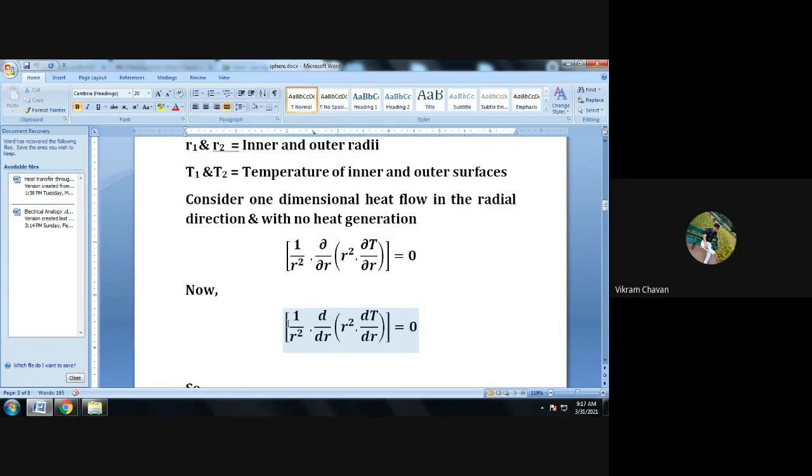So in that case we have to consider the equation as 1 upon r square multiplied by d/dr, differentiation with respect to r, of (r square multiplied by dT/dr) is equal to 0. Okay, write this equation.